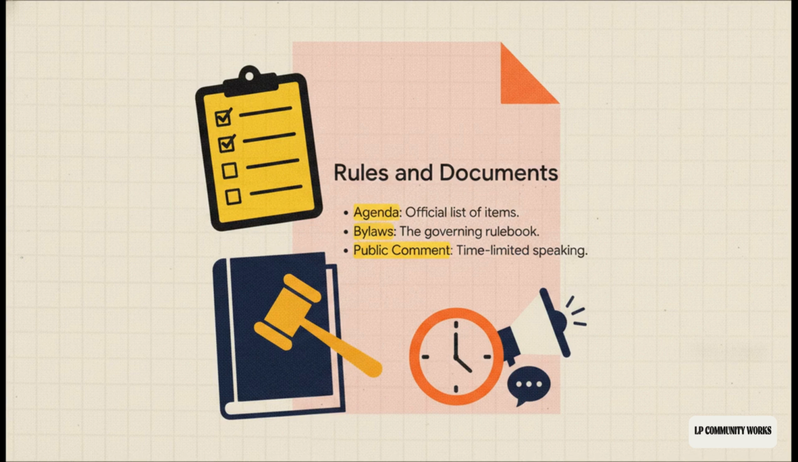Next, we've got the bylaws. Think of these as the organization's overarching rulebook for structure and voting, which, by the way, is totally separate from Robert's Rules that just handle how the meeting itself runs. And finally, public comment. This is a time-limited section where the public gets to speak and the board listens. But notably, the board typically doesn't respond.